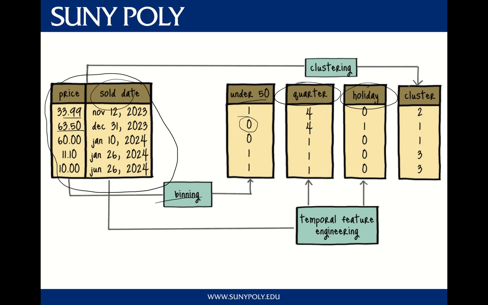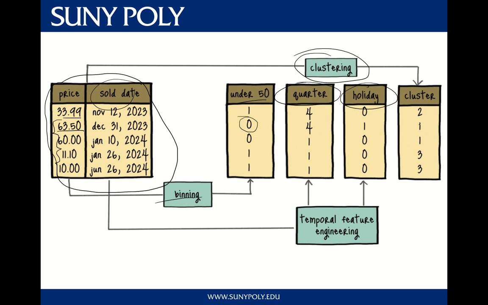This is another featuring strategy here, clustering. So what they're doing is they are clustering the data. So they're grouping observations that look similar. For example, in this case, these two, they look similar, right? 63.5 and 60. Yeah, they are close to each other. So most likely they belong to the same cluster. And same thing with the last two transactions, or observations, 11.10 and 10. They look similar, that's why they belong to the same cluster.